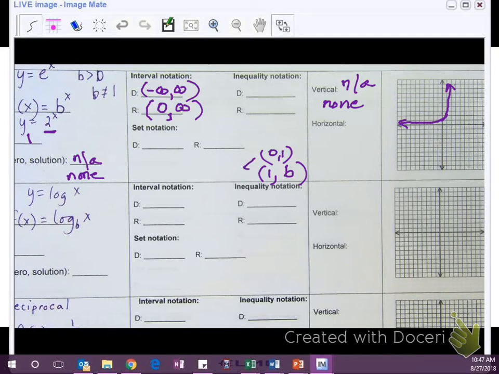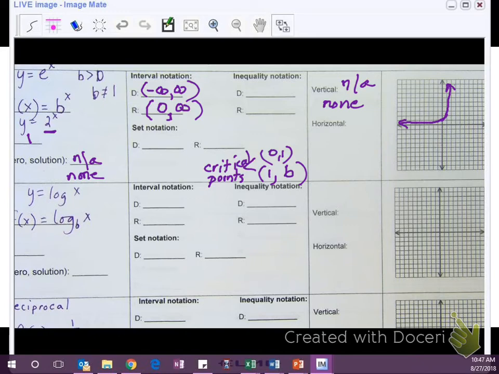And these two values are critical points. These are called critical points that will be on every graph of the parent function. They'll still be there, but when the parent function moves, they move with it.